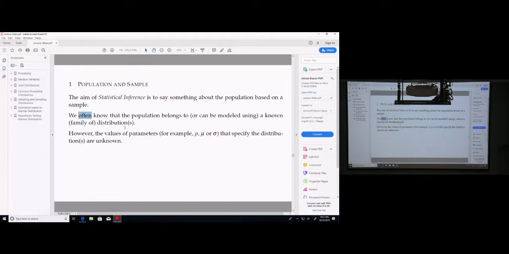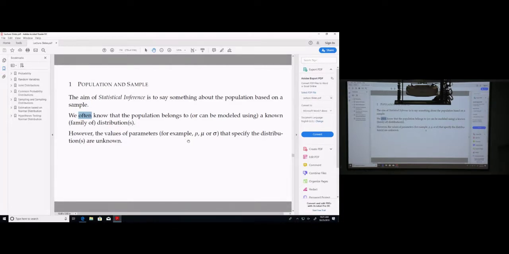But we are willing to assume the population has a certain form of distribution or belongs to a family of distributions. But in order to know the distribution exactly, I have to tell what the parameters of this distribution are. In the normal distribution, I need the mu and the sigma. In the binomial, I need the p, the proportion. In the Poisson, I need the lambda.